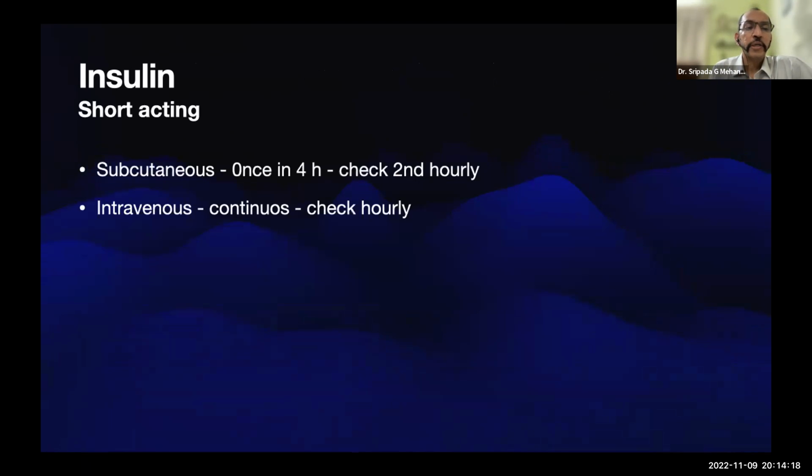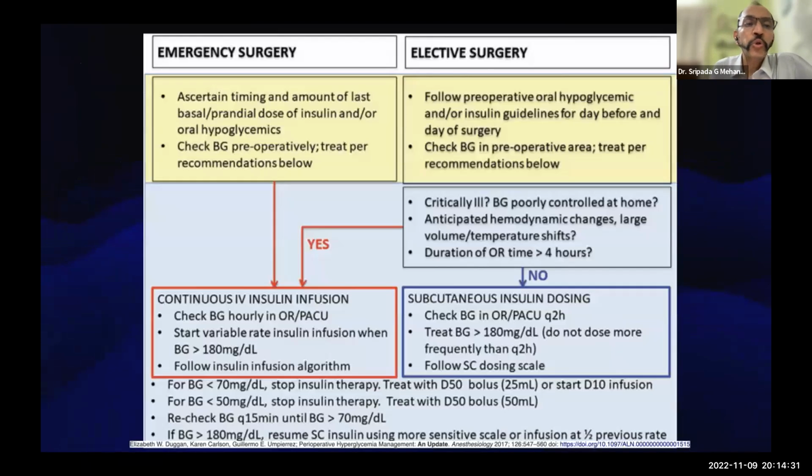The advantage of short-acting subcutaneous insulin is that if you inject once in 4 hours, that is sufficient, and you check sugar every second hour. Intravenous insulin you have to give continuously, and the checking should be more frequent, hourly. This is how you can manage insulin in emergency surgeries. I'm not going to elaborate because of the time, but the only thing you need to remember is that sugar has to be maintained below 180 milligrams per deciliter, but don't go for very tight control. Frequently check the blood sugar. Use insulin infusion algorithms which are available.